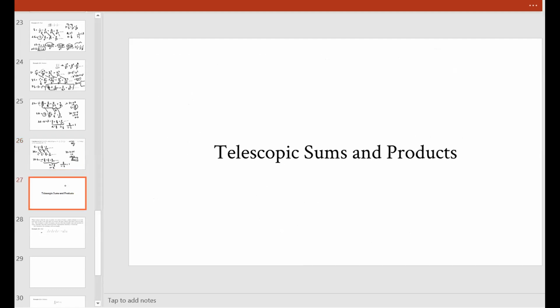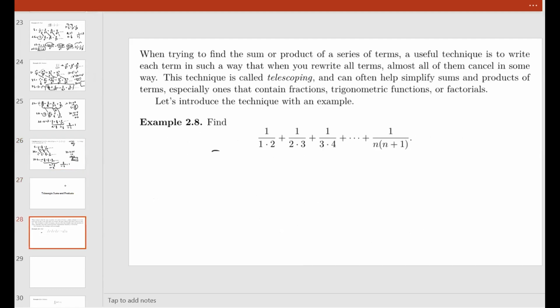And now we will go over telescopic sums and products. This is a useful technique when it comes to finding a sum or a product. Telescoping is a useful technique to write each term in such a way that when you rewrite all the terms, almost all of them cancel out, except a couple of them. Telescoping can often simplify sums and products, especially ones that contain fractions, trigonometric functions, and factorials.